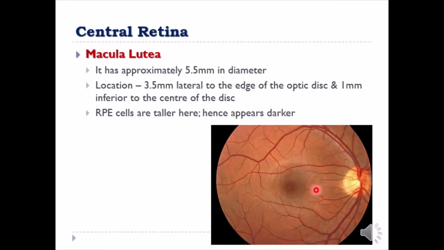So why is the macular region appearing very dark? Because the retinal pigment epithelial cells are very tall here. Remember that this is the area where the number of cones is very high, so the retinal pigment epithelial cells are also bigger and taller here. And the retinal pigment epithelium has melanin pigments in it. That is why the macular area appears brownish in color.